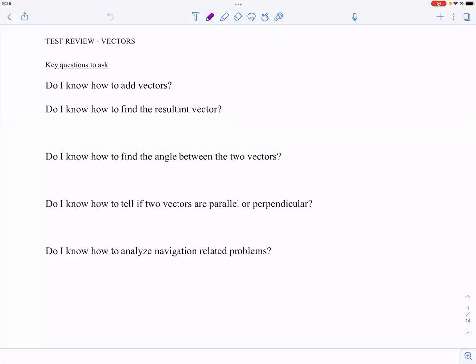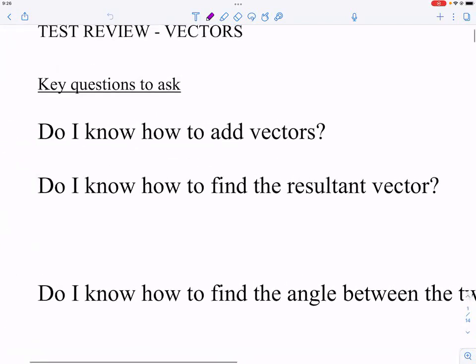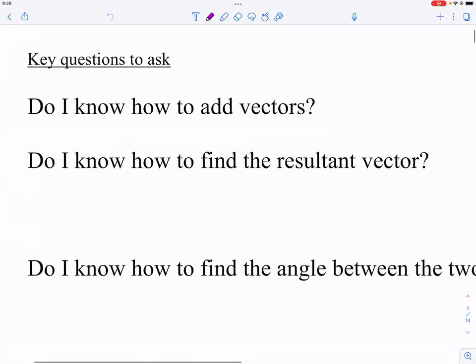All right, for this review, this is a test review, and also a quiz review, since we have a quiz tomorrow. So we will start off by asking a few questions, whether you know how to do the following tasks. The first thing is to ask yourself: do I know how to add vectors?